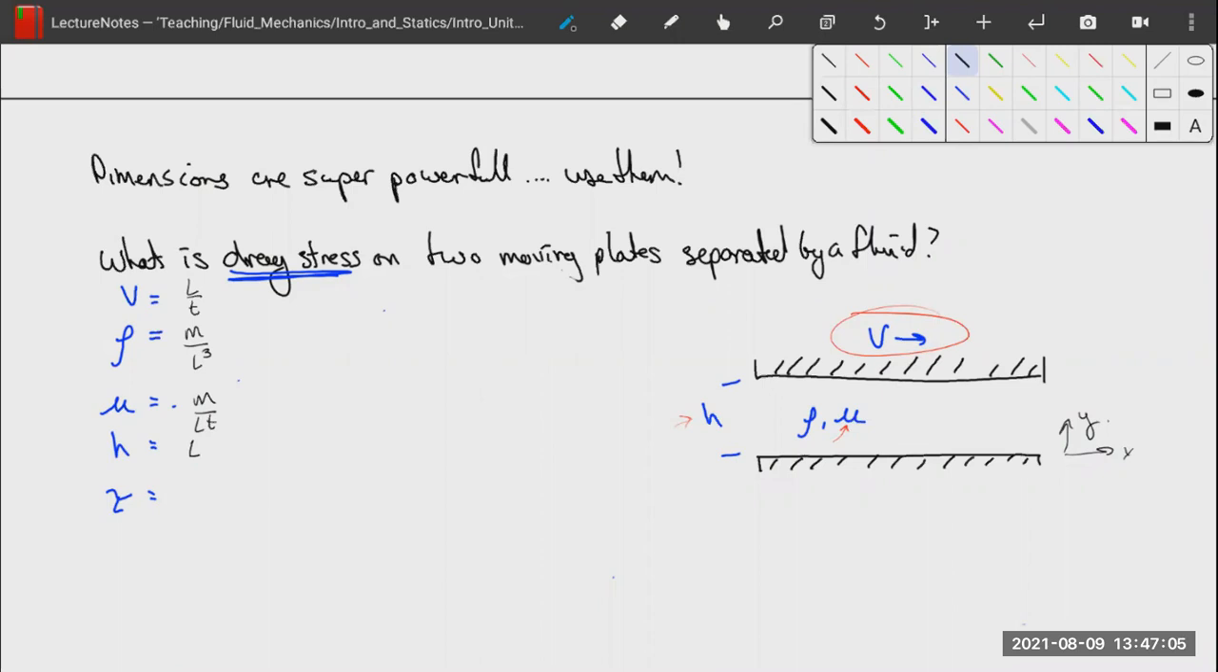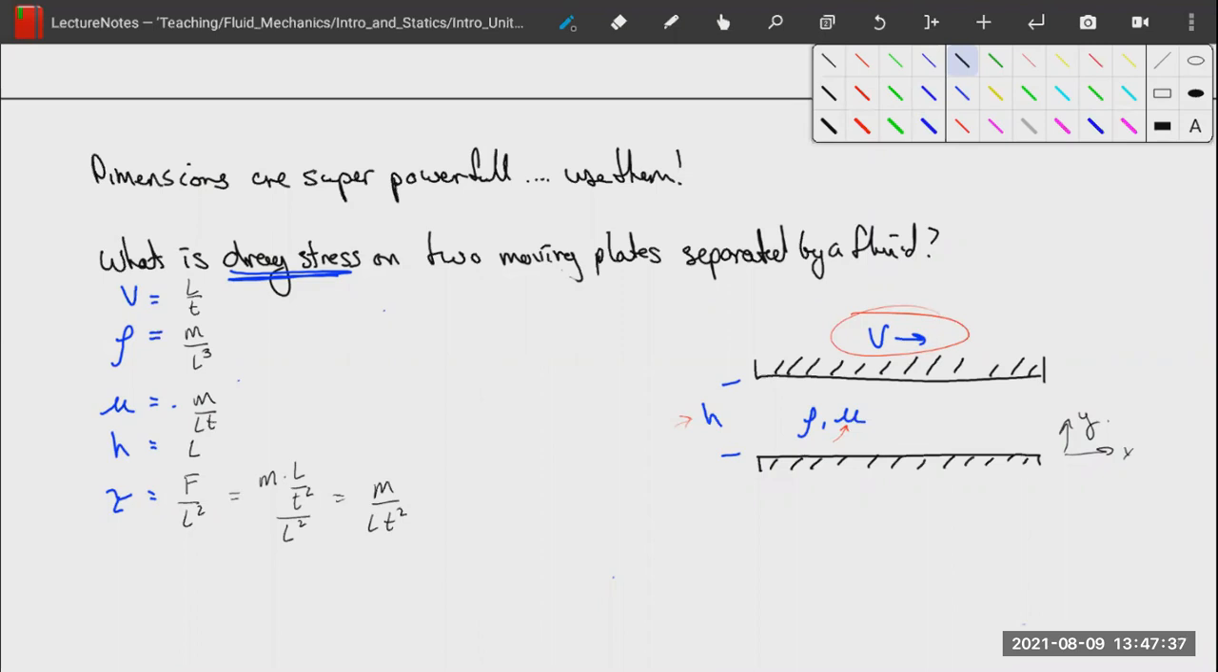But find the fundamental units for tau, or shear stress. Okay, so the fundamental units for tau are force over length squared, right? It's usually newtons per meter squared, but we're going to say force per length squared. And the fundamental units on force are a mass times a length per time squared, divided by a length squared, which, if you cancel stuff out, ends up giving you mass per length time squared. Great.